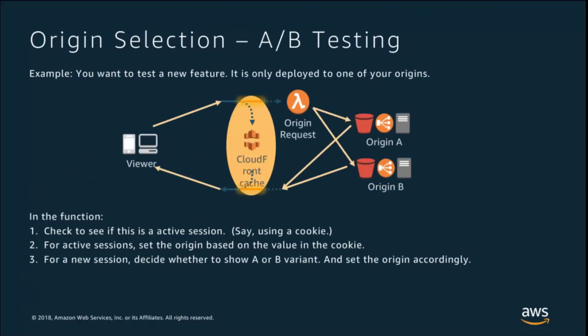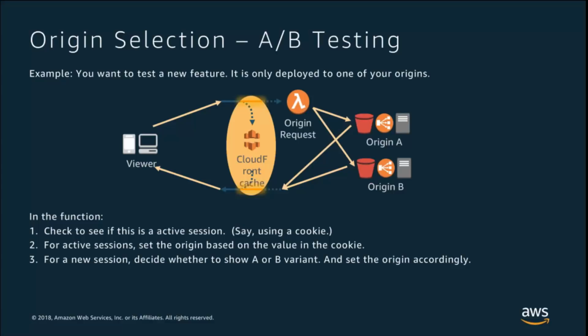So this is an example of A/B testing. Let's say you have two origins in the backend, and you're testing out a new feature. The new feature has been rolled out to origin B, and origin A is the current version. When a request comes in, you want to send the users to the appropriate origin, A or B. Let's say here you're using a cookie to make sure that during the session the user gets the same experience. So you want to make sure you send the user during an active session to the same origin in the backend.